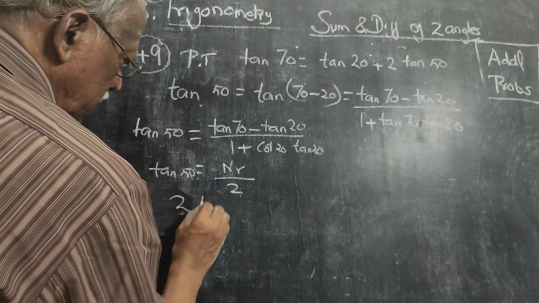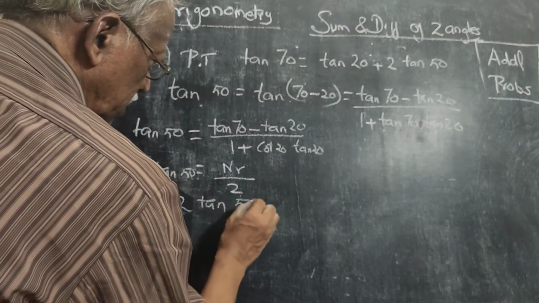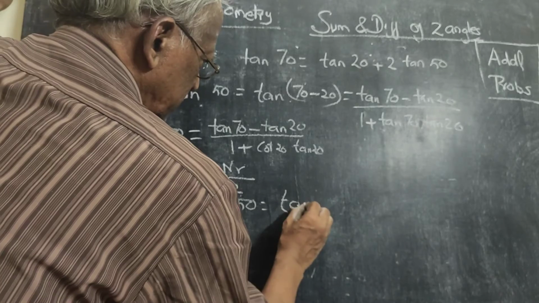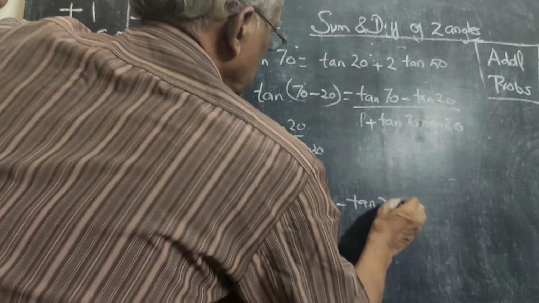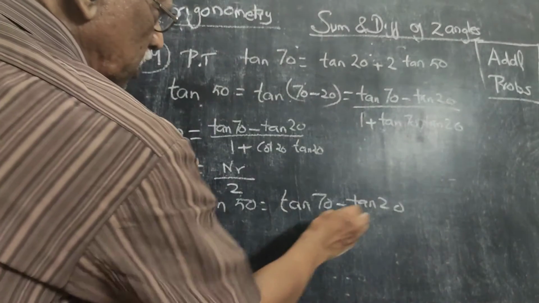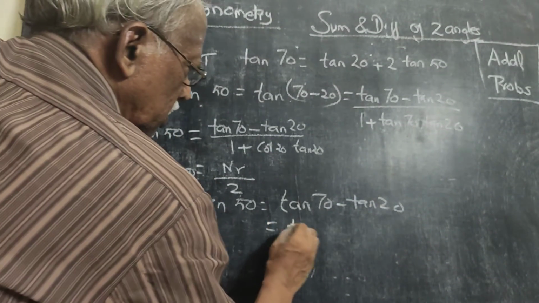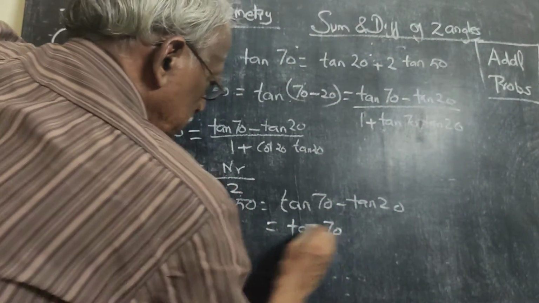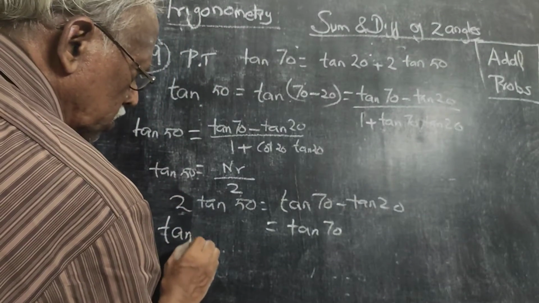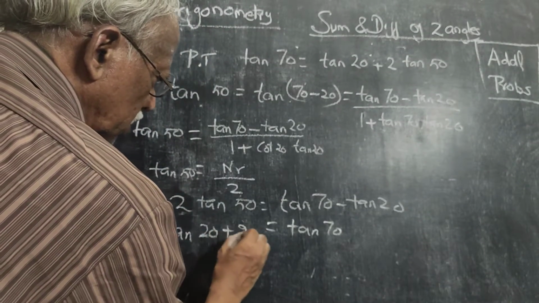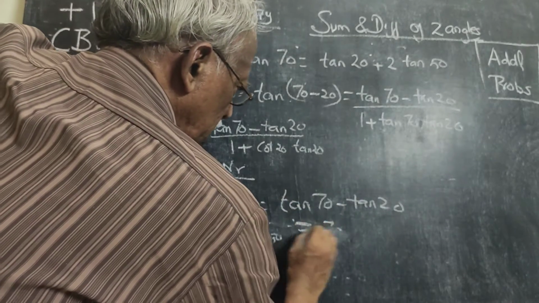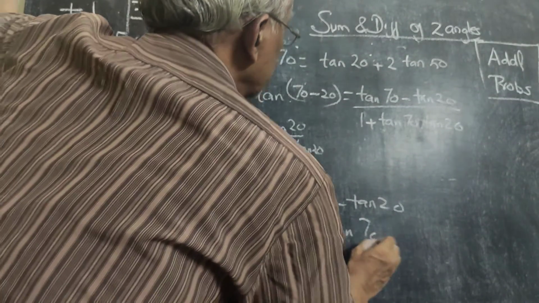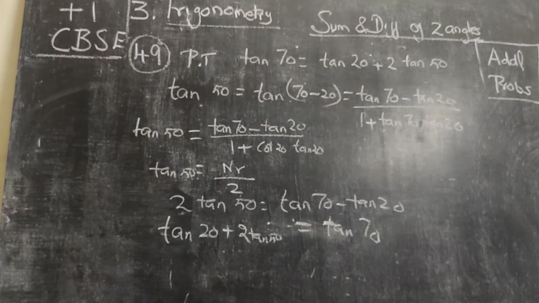So cross multiplying, you will get 2 times tan 50 equals tan 70 minus tan 20. Otherwise we have to prove that tan 70 equals, take this minus tan 20 to the other side. So you get the required answer, tan 70 equals tan 20 plus 2 tan 50. Proved. Now the last problem, the 58th problem.